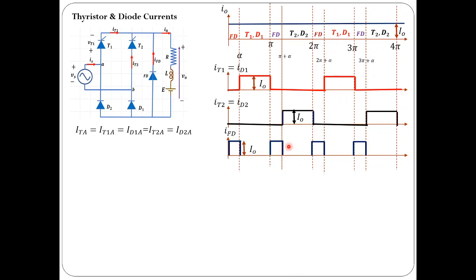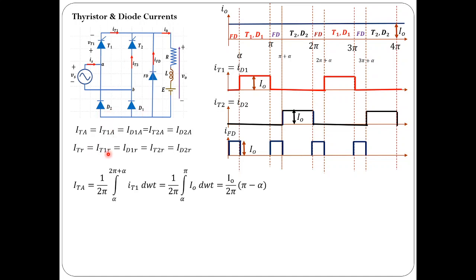So now compute the average value of thyristor. For all thyristors and diodes except the freewheeling diode, they are going to have the same average value and same RMS value. Of course, the freewheeling diode will have a different RMS value of current and different average value of current when compared to all other thyristors and diodes. So here IT1A is equal to IT2A, that is equal to ID1A, that is equal to ID2A. So average value of all these thyristors 1 and 2, diodes 1 and 2 are going to be the same. Of course, RMS values are also going to be the same. So let us compute them.